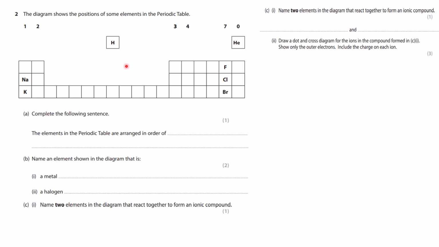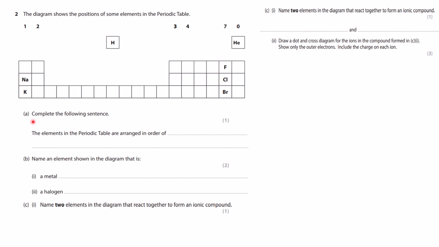Now this periodic table has got groups. This is group 1 going down, group 2 going down, group 3, and so on all the way to group 0. Across we have periods. In period 1, going across, I've got hydrogen and helium. In period 2, I will have these elements there. And then in period 3, I will have these elements there. On the left-hand side, we have metals. And on the right-hand side, we have non-metals.